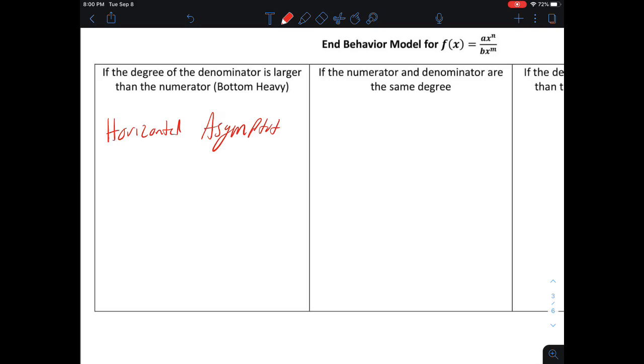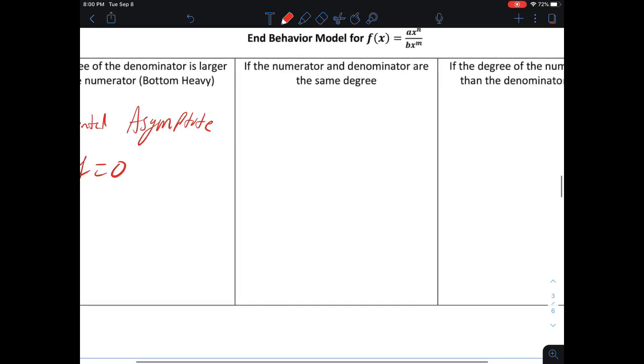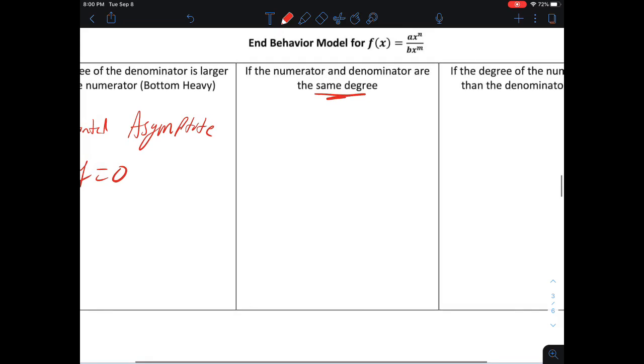So horizontal asymptote, y equals 0. Now, if the numerator and denominator are of the same degree, so n is equal to m, an example of this would be like 2x squared over x squared minus 1. So the largest exponents here are both 2's. The end behavior is going to be the ratio of the coefficients, and that's a horizontal asymptote.